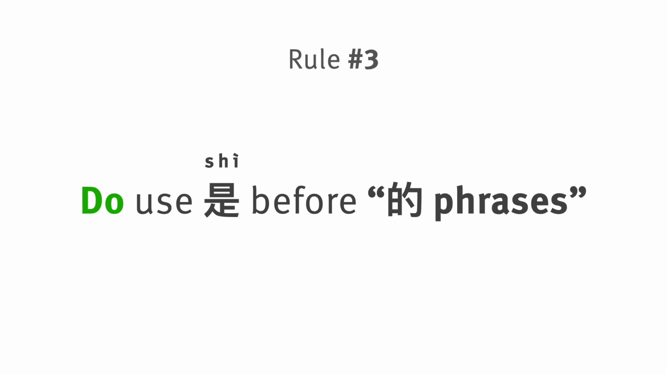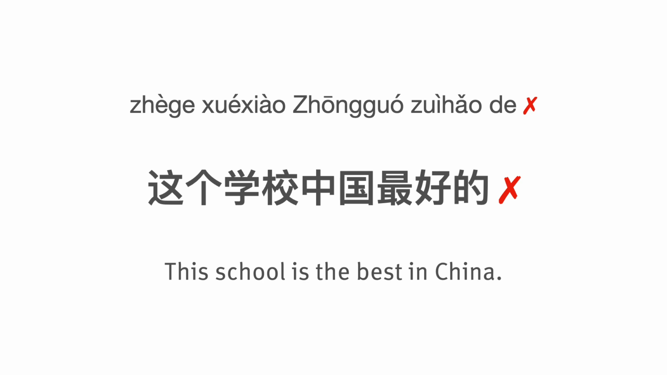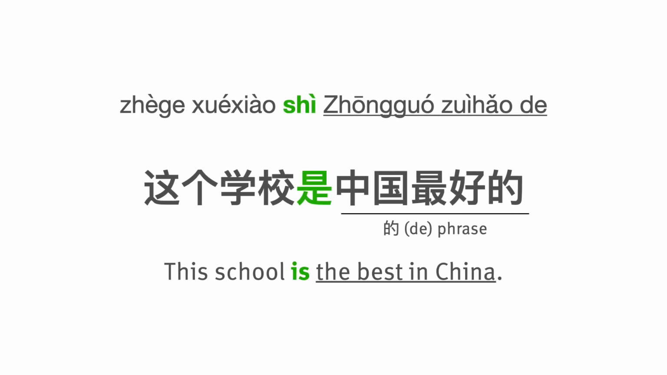Rule number 3. Do use 是 before the 的 phrases. For example, consider this mistake sentence. 这个学校中国最好的. Why is this wrong? Because 中国最好的, meaning the best in China, is a 的 phrase. It's a 的 phrase because it ends in 的. So in this case, we should actually add a 是 before that. We should say 这个学校是中国最好的.